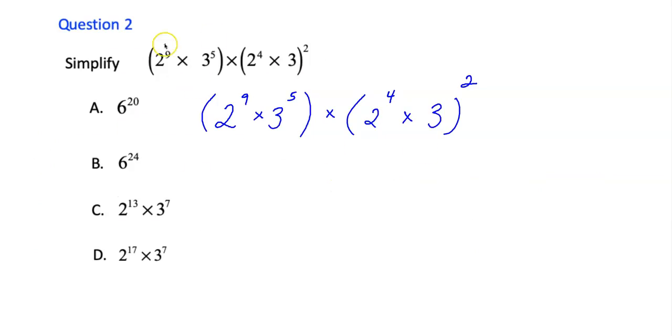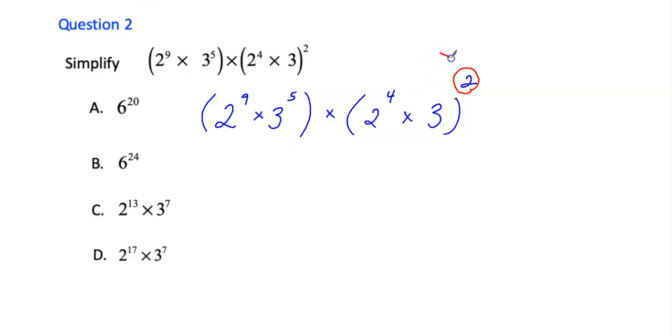Let's go ahead and simplify this expression. I rewrote it down here in blue. These are multiplication symbols. They are not the letter X. The first thing you should notice is that this 2 is outside this set of parentheses. There is no exponent on the outside of this set of parentheses, so I need to deal with this piece first.